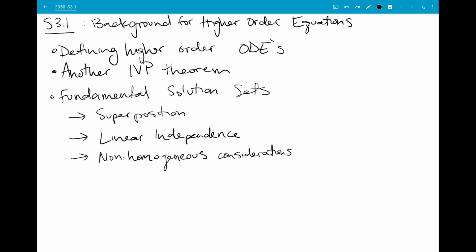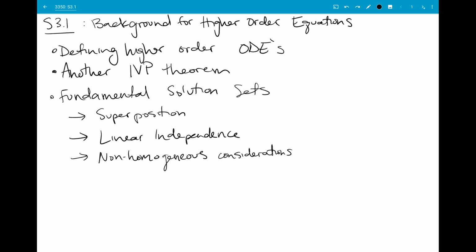This section 3.1 is giving us some background that we'll need to start working with higher order equations. So we're going to start out defining what that means for us, and then we'll have an initial value problem for this type of differential equation. And then we'll give the theorem that tells us when we're guaranteed a solution, same way we did when we first learned about differential equations.